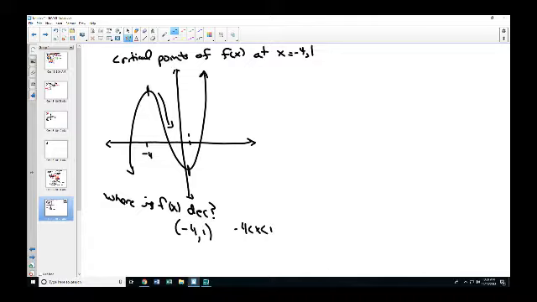So yeah, see how this can be confusing, right? So think in context. If you're talking about decreasing or increasing, this is an interval, not a point. You have to think through that.